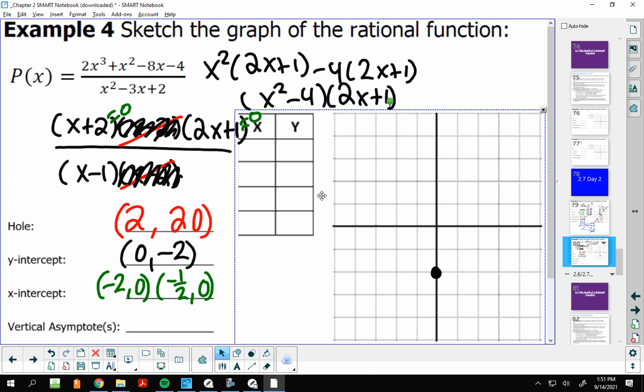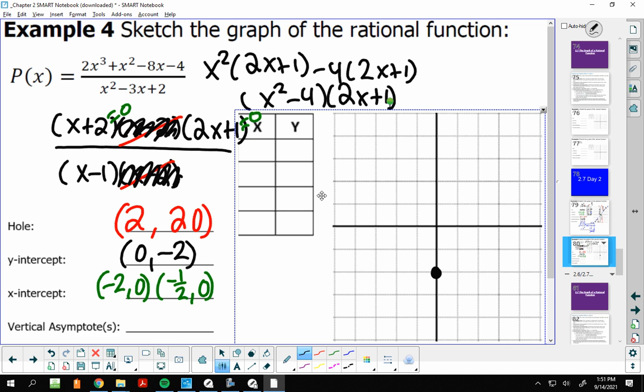Exactly. So technically, if you forget the rule, you can just plug in 0 for y. And what happens is when you plug in 0 for y, you take the denominator and multiply it over, and it equals 0 anyways. So then you get 0 equals the numerator, which is why we just say set your numerator equals 0.